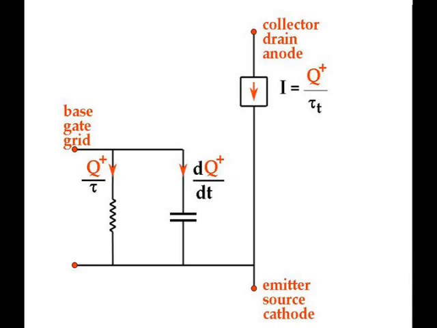So these are the essential elements of any active device. By any active device, I mean a BJT, an FET, or a tube. They're all basically the same. The difference is only quantitative. That resistance on the left is essentially infinite for the tube and the FET, and it's not infinite for the BJT.